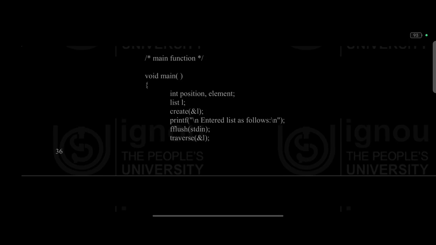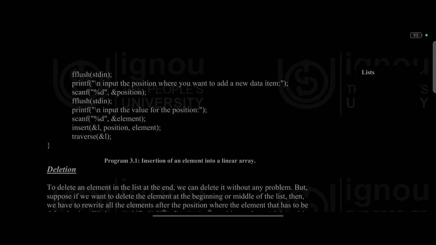printf("Enter list as follows"); Now we are taking it as l. fflush(stdin); traverse(&l); fflush(stdin); printf("Input the position where you want to add a new data item"); scanf position; fflush(stdin); printf("Input the value for the position"); scanf element; insert(&l, position, element); traverse(&l); Insertion of an element into a linear array.